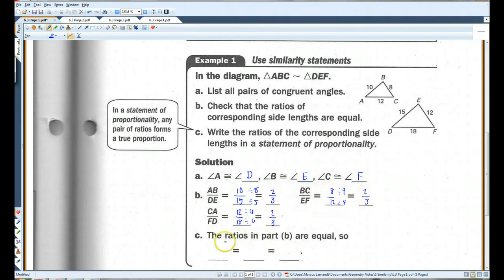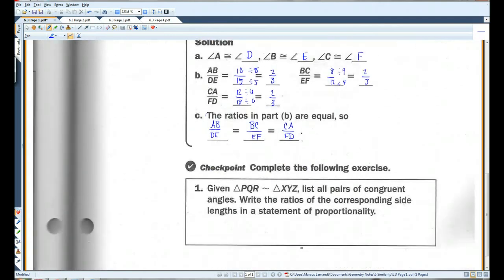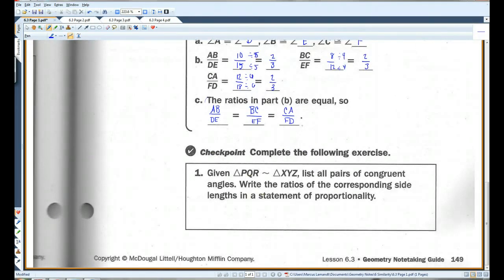The ratios in part B are equal, so AB over DE equals BC over EF equals CA over FD. If this is the case, you know that the sides are proportional. Alright, I'll let you guys do the checkpoint. Let's go on to page 2.